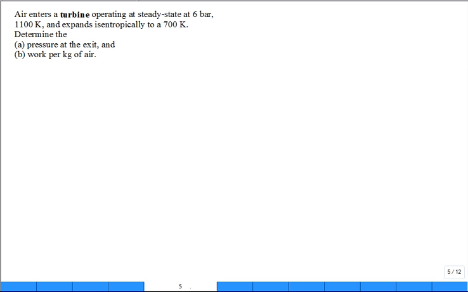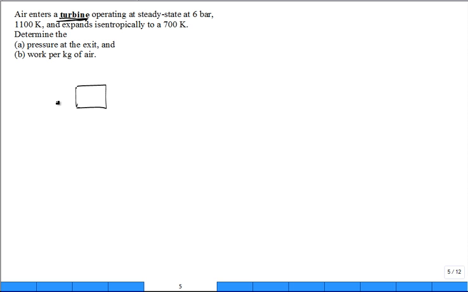Air enters a turbine operating at steady state at 6 bar and 1000 Kelvin and expands isentropically to 700 Kelvin. Determine the pressure at the exit and the work per kilogram of air. So this is a turbine problem. You could just show it as a black box.